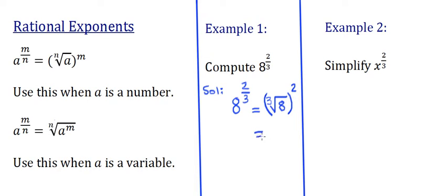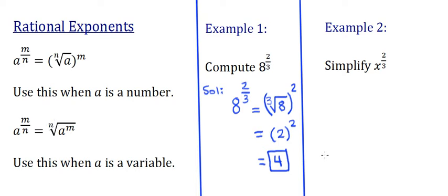Okay, now let's get this done. The cube root of 8 is just the number 2, right? And 2 squared is just equal to 4. Just equal to 4. And there you have your final answer.